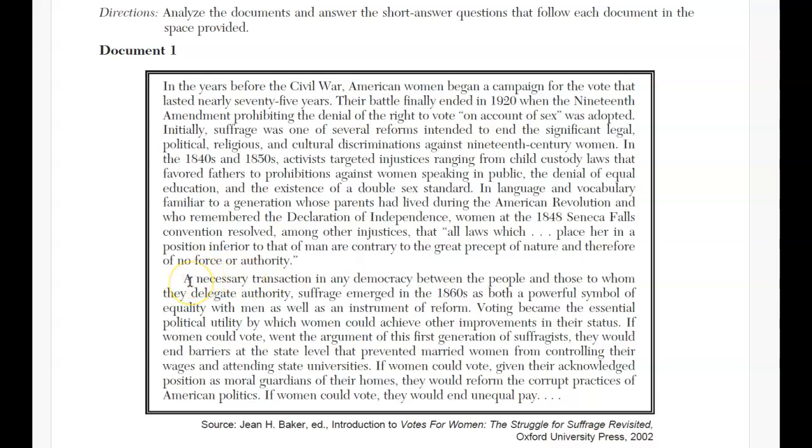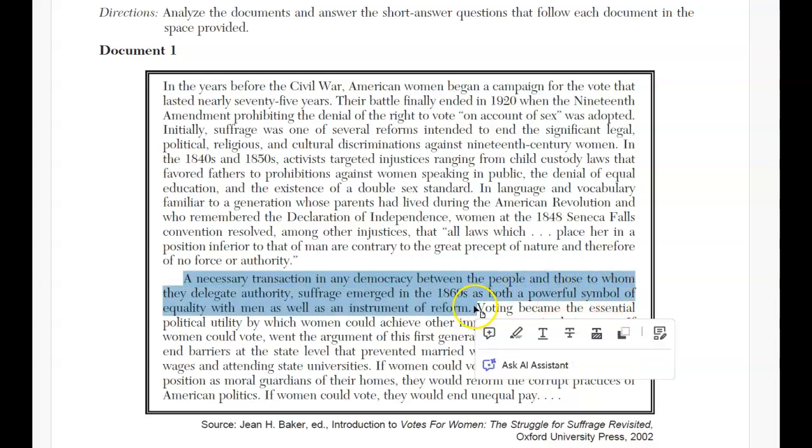A necessary transaction in any democracy between the people and those to whom they delegate authority, suffrage emerged in the 1860s as both a powerful symbol of equality with men and as an instrument of reform.